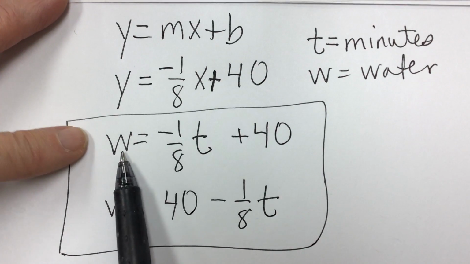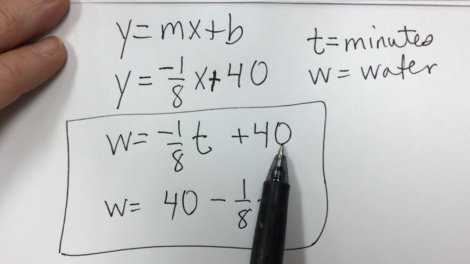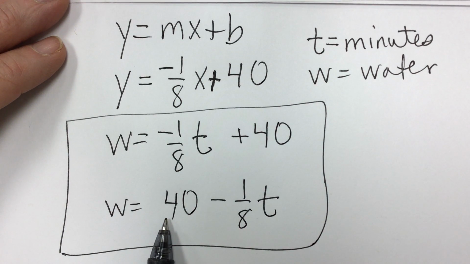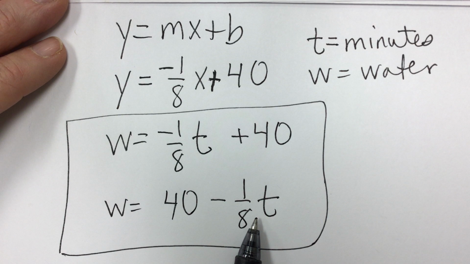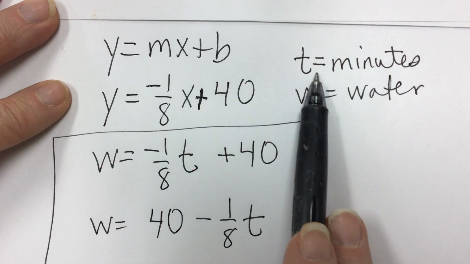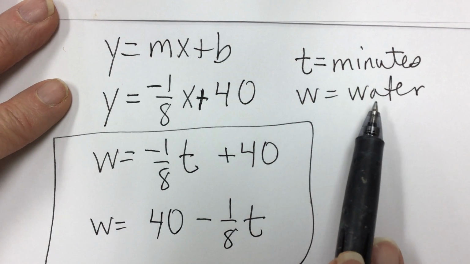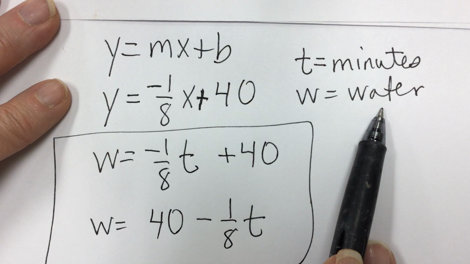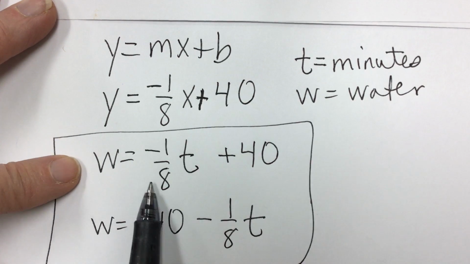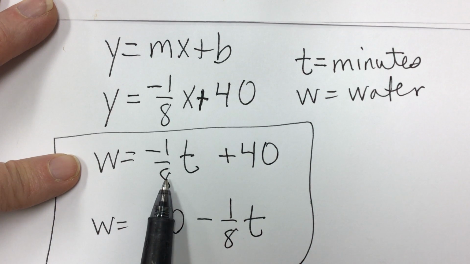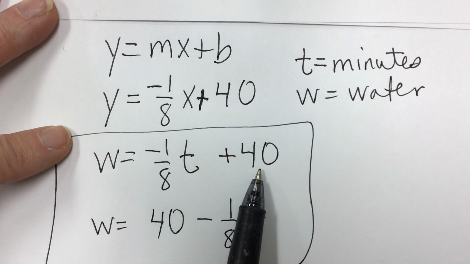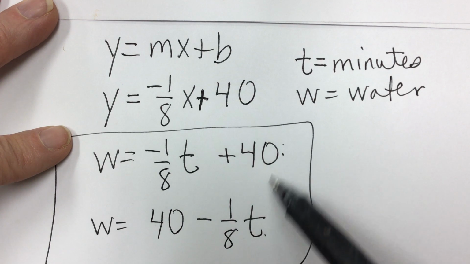This one is in the form of y equals mx plus b. This one is where the b is in front of the x. Okay? But instead of x's and y's, we were talking about t for time. T is for a time in minutes. W is representing the water amount. The amount of water in the tank in gallons after t minutes. So my slope was negative 1/8 and my initial value was 40. So either one of these answers would be correct.